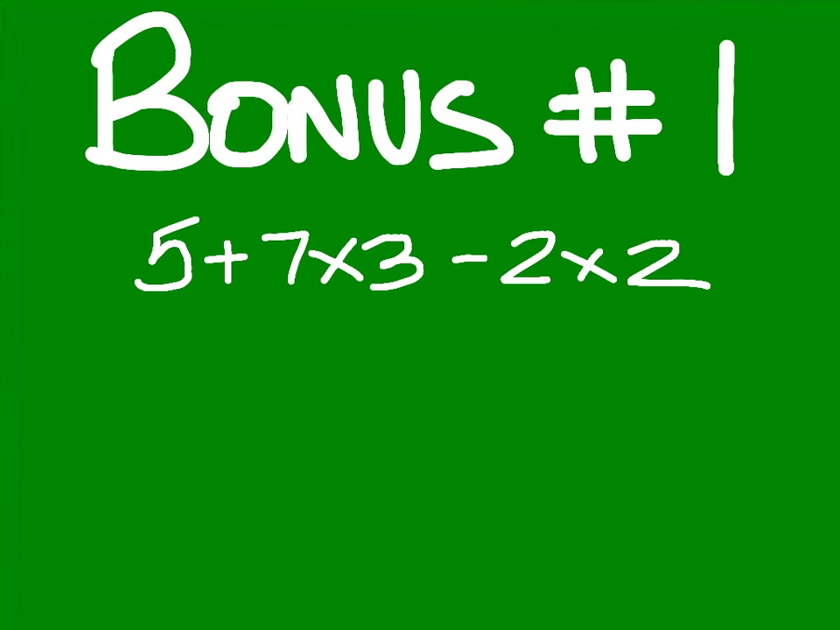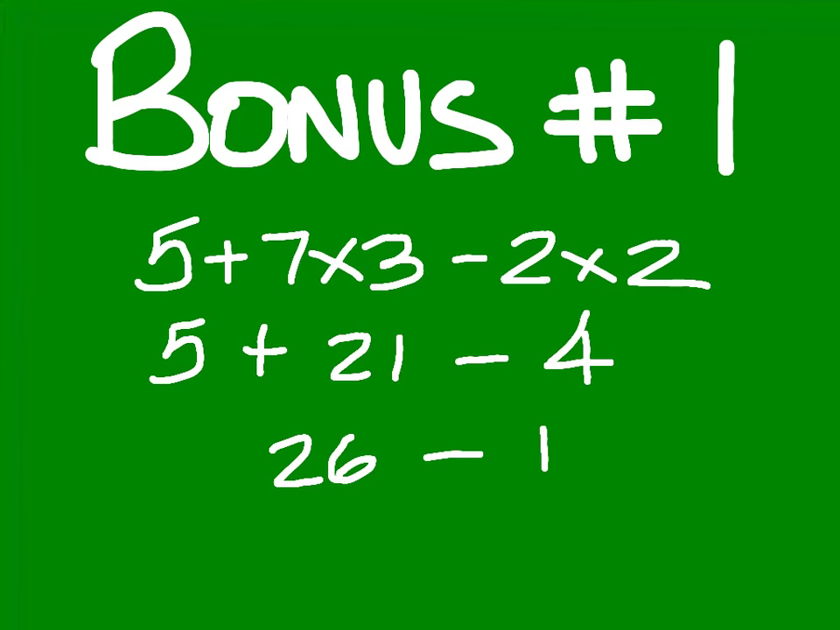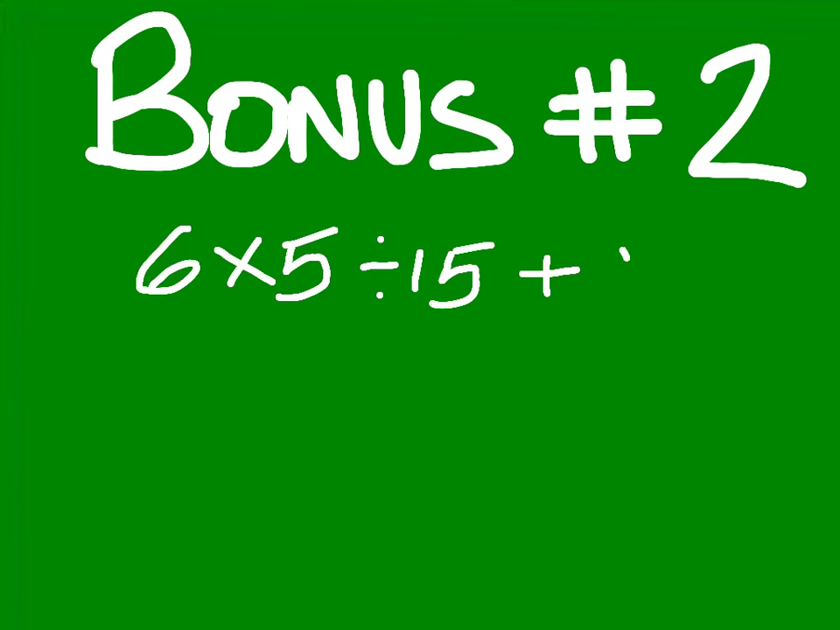On the bonus, it should be 5 plus 21 minus 4, which is 26 minus 4. The answer is 22. Here's another bonus before we go back to the practice. 6 times 5 divided by 15 plus 4 times 2.